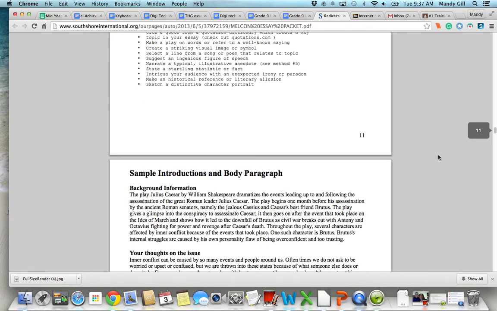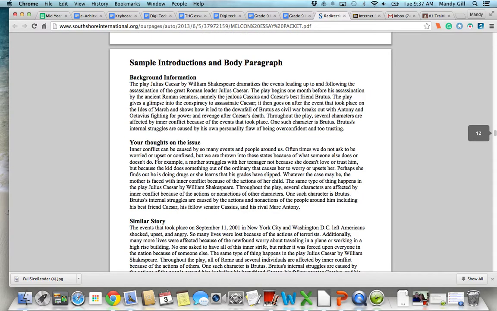So if you are writing about Katniss, you could model your paragraph after this one. Inner conflict can be caused by so many events and people around us. Katniss certainly had some inner conflict, right? So they're starting out with their own thoughts on the issue. You can see just based on the format that they have several sentences. The first one is their opinion, and it does draw the reader in. Then there are some connector sentences in the middle that connect the topic sentence to the thesis, and the thesis is the very last sentence at the end.